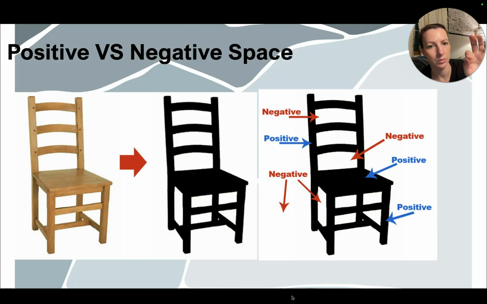So another example, the chair itself is your positive, all the spaces are negative. So the little spaces in between the bottom and all the, I don't know what that's called, the back of the chair, that would be the negative space.